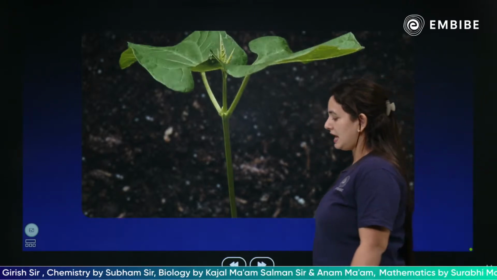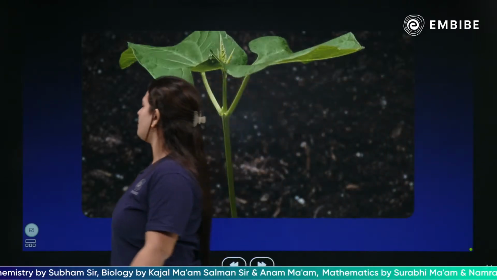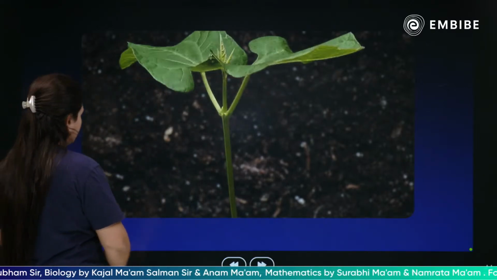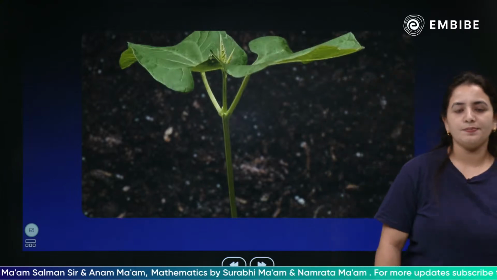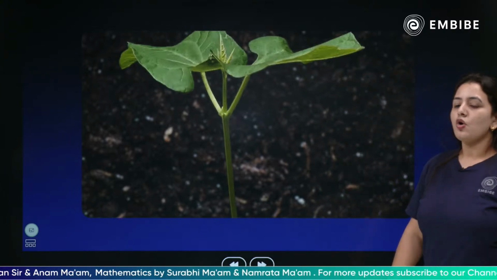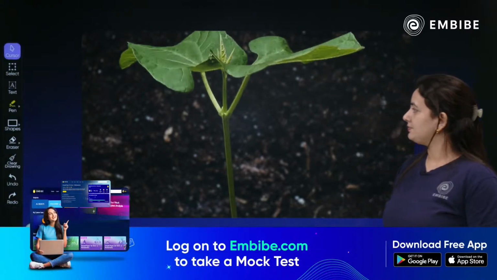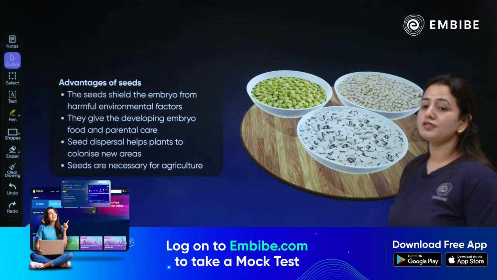Clear? Yes. What is seed dormancy? How basically is it being broken down? So this is how we basically break down the seed dormancy. Clear? Moving forward, next we have advantages of seed.